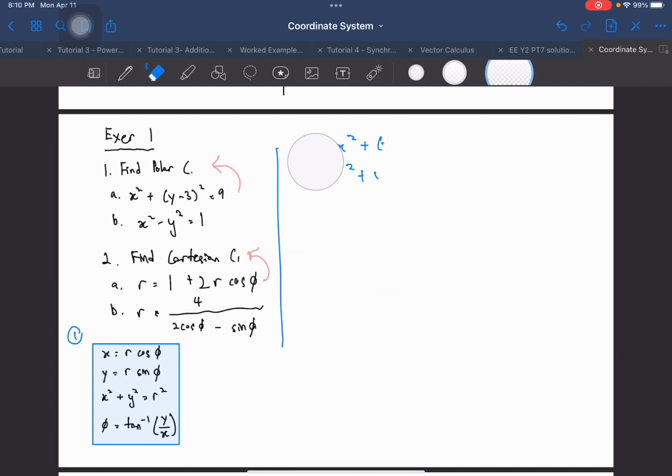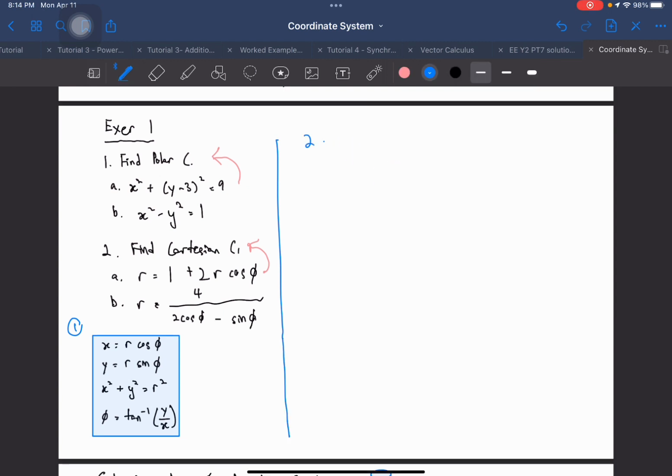So now let's look at the second question. So you got r cos phi here. What is it? It is x. And now, since this is r, from here we know that x equals r cos phi. So r is equal to x over cos phi. So we just put it in.